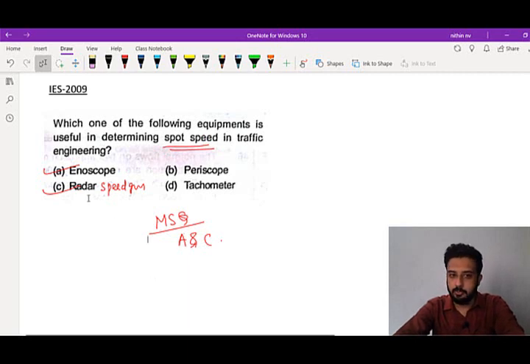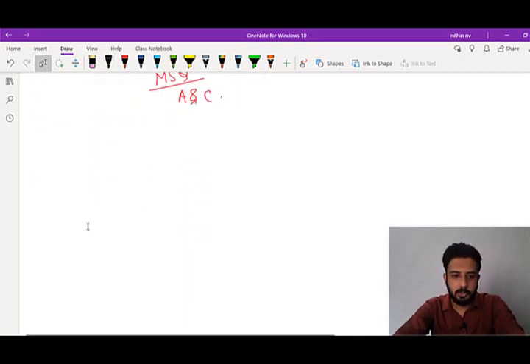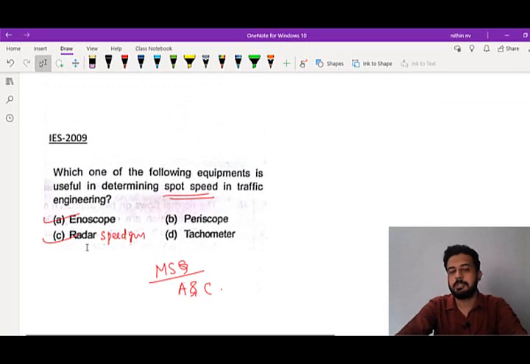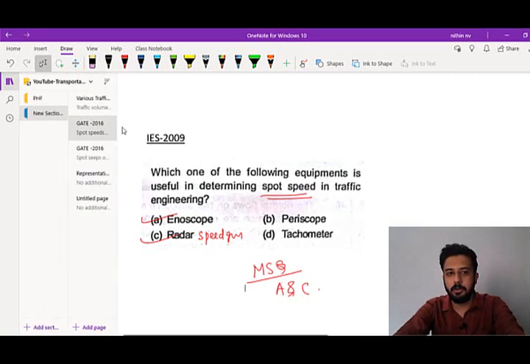There, this radar option was not there. They had given 3 different other options along with Enoscope. That is the GATE question which was asked. I have not pasted that here. Same question. Okay, so I hope you understood how to calculate different types of speed and all.